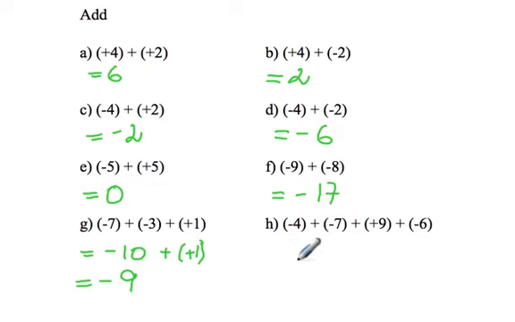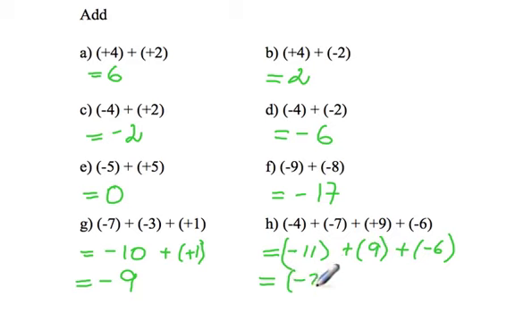Question H, we have minus 4 and minus 7 is minus 11. Minus 11 and 9 is negative 2, and negative 2 and negative 6 equals negative 8.